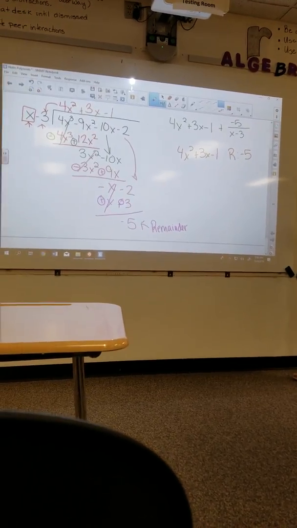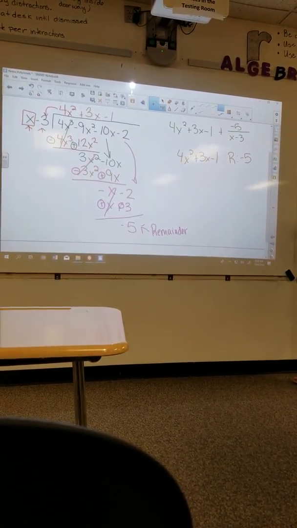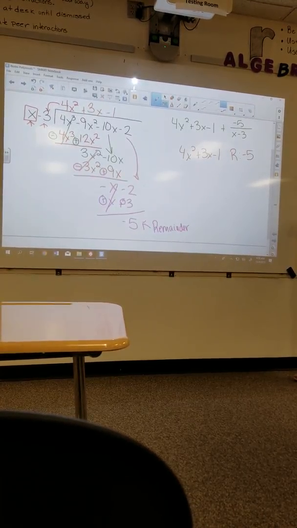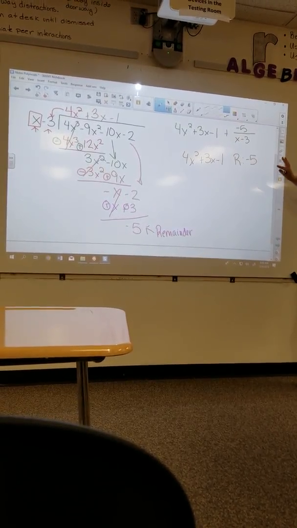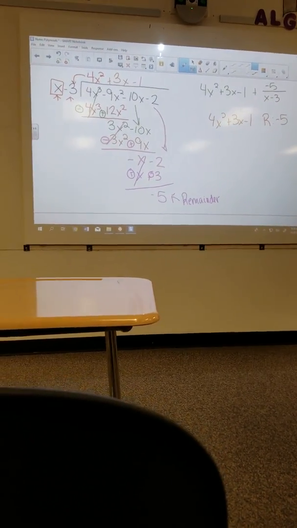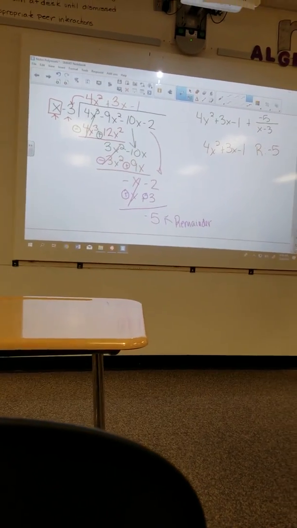Good so far. Now, you're thinking to yourself, why in the world would I ever want to do this? It's another way to factor when you have larger polynomials. So it's a good way to get those things factored out. It actually tells you something.